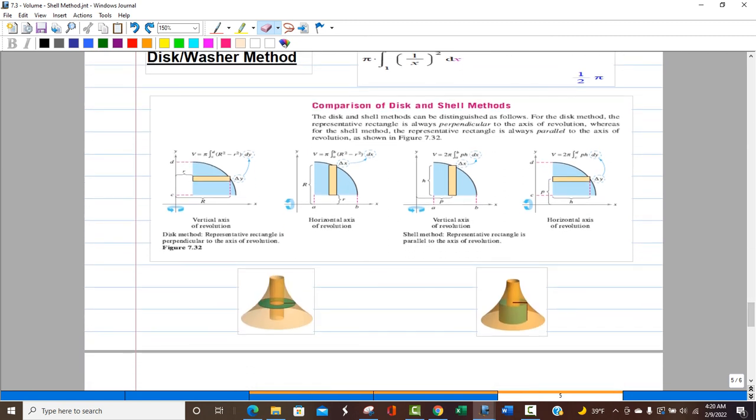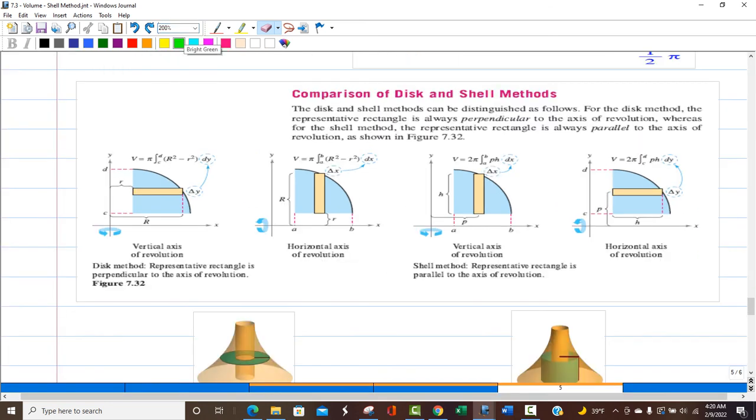And now here's a little summary. Then I'm going to go to another page and show you a summary, and we'll be done with this. It's wrapping up the two methods here, and it's showing you, okay, for the disk, if you're going around the y-axis, your rectangle is always perpendicular. With the disk method, if it's the y-axis, we're integrating with respect to y. If it's the x-axis, the rectangle is vertical, perpendicular to your axis, and you're integrating with respect to x.